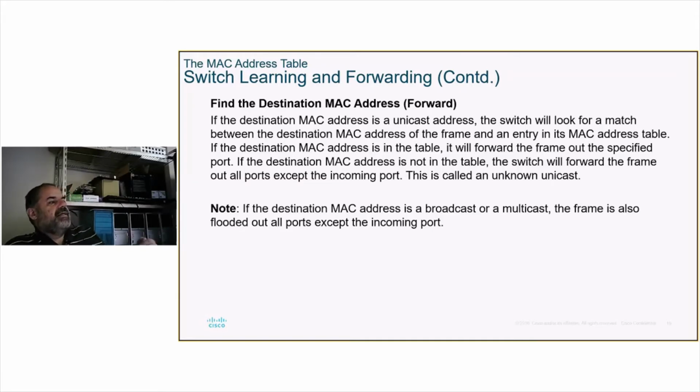So basically, when it knows the destination, it will actually forward the frame to the host. If it doesn't know the destination, it will do what's called flooding. It will send it out all other ports. If the destination MAC address is a broadcast or a multicast, the frame is always flooded out all ports except the incoming port.